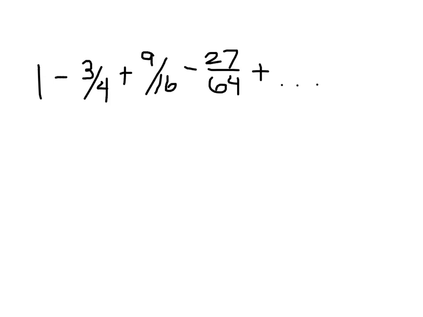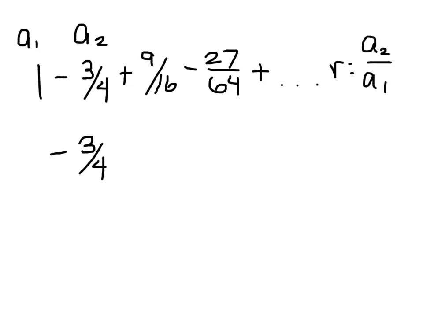All right, what's the ratio? Okay, now here's how you do this again. When you're finding the ratio, if I give you a pattern like this, A1 is this one, A2 is the second one. To find the ratio, you take A2 divided by A1. Or in this particular example, -3/4 divided by 1 is -3/4. So, is the absolute value of -3/4 less than 1? Yes. So therefore, we can put it in the formula and see what we get.